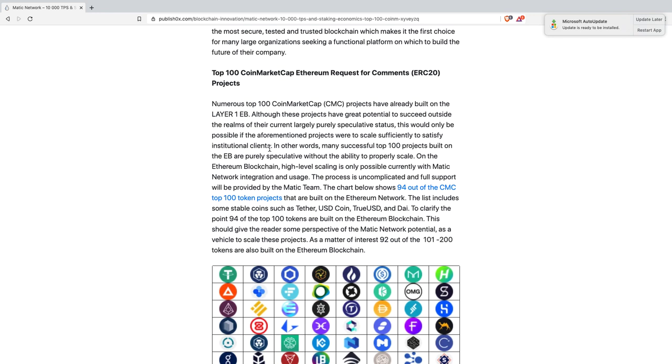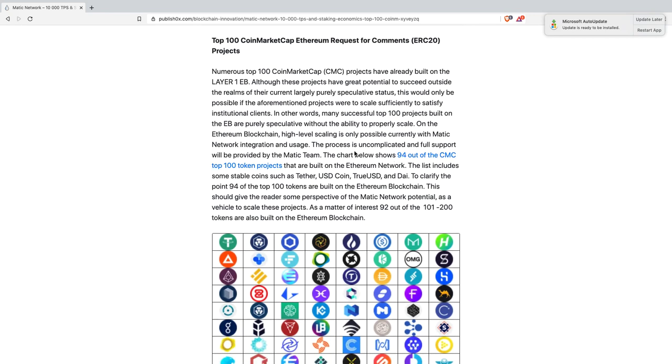Institutional clients are not going to spend millions and millions of dollars developing projects on blockchains or on networks which are not able to scale sufficiently. Layer 1 platforms cannot scale sufficiently, and over 90% of all the tokens which have been built on the Ethereum blockchain are only currently scaling according to the layer one blockchain. In other words, many successful top 100 projects built on the Ethereum blockchain are purely speculative without the ability to properly scale. On the Ethereum blockchain, high-level scaling is only possible currently with Matic Network integration and usage. The process is uncomplicated and full support will be provided by the Matic team.